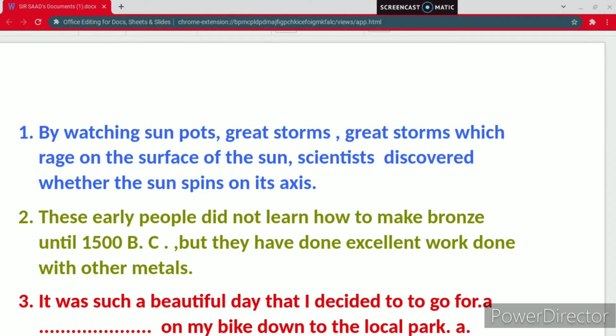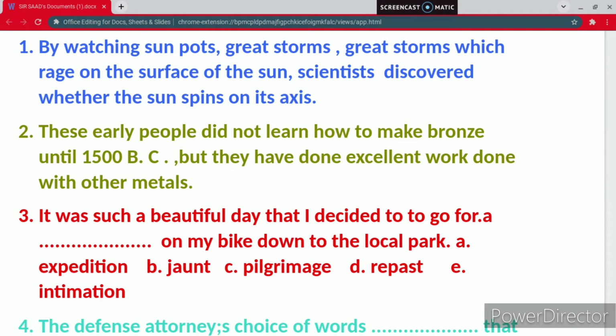These early people didn't learn how to make bronze until 1500 BC, but they have done excellent work with other methods. So what is wrong with that particular sentence? What is wrong? Here we have a tense mistake.